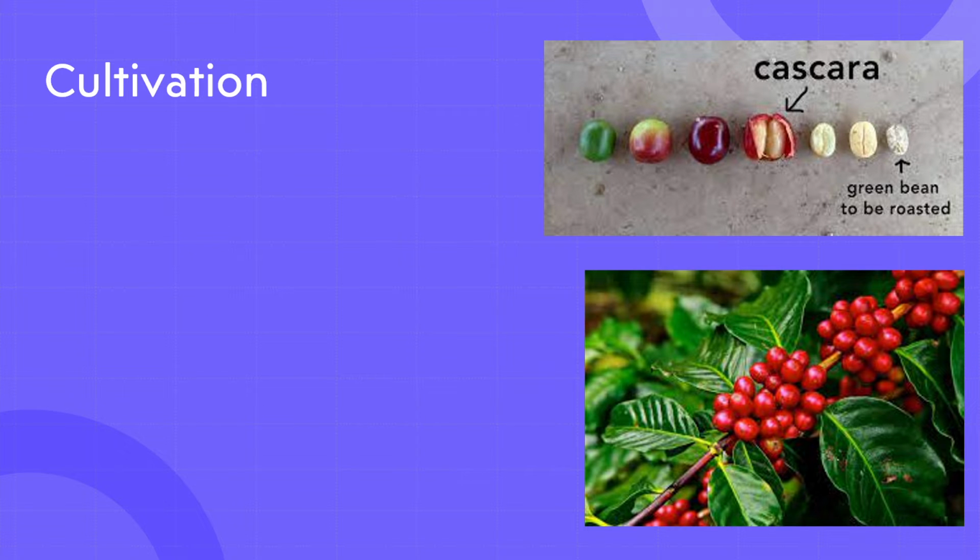So, cultivation. Let's talk about how the bean is grown. So again, coffee comes from a cherry, which you can see over on the bottom picture. And then you can see the process there at the top: inside that cherry there are two little seeds. Those seeds are what we roast and produce coffee with.